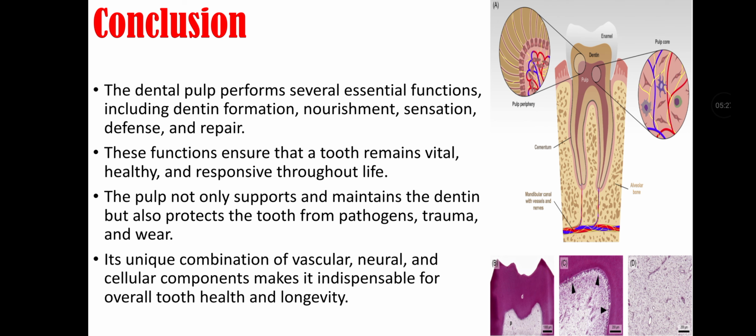Conclusion of this lecture video. Dental pulp performs several essential functions including dentine formation, nourishment, sensation, defense, and repair. These functions ensure that a tooth remains vital, healthy, and responsive throughout the life. Pulp not only supports and maintains the dentine but also protects the tooth from pathogens, trauma, and wear. Its unique combination of vascular, neural, and cellular components makes it indispensable for overall tooth health and longevity.